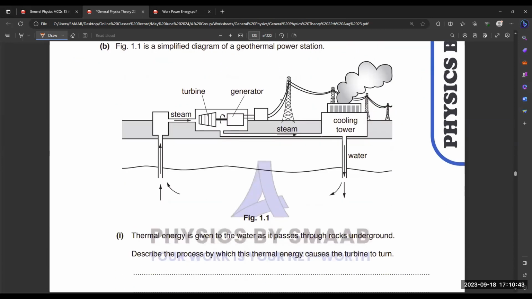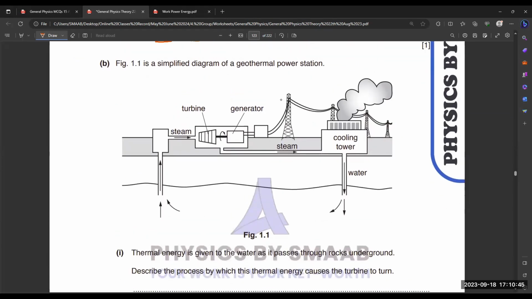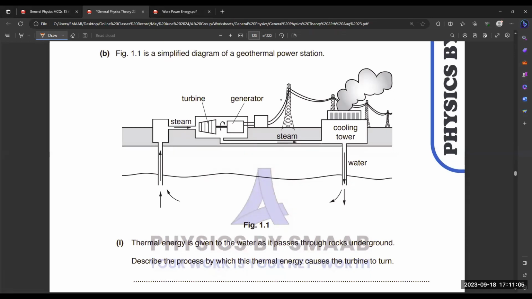Okay, and next, there is steam coming from some setup into the turbine, then there is a generator. If you remember this whole energy flow diagram, we already discussed this diagram with reference to the nuclear power plant, right? And what is the question they are asking in this? Thermal energy is given to the water as it passes through rocks underground. So this time they are using geothermal energy, right?